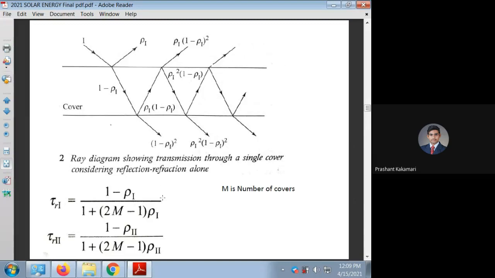So the same phenomena also take place after passing through the glass. After passing through the glass, 1 minus rho 1 squared can be written as (1 minus rho 1) squared. So all these phenomena due to reflections and refractions take place over an infinite number of cycles, continuously between the glass cover and the absorber, or between the two glass covers. Here we have taken only a single glass cover.